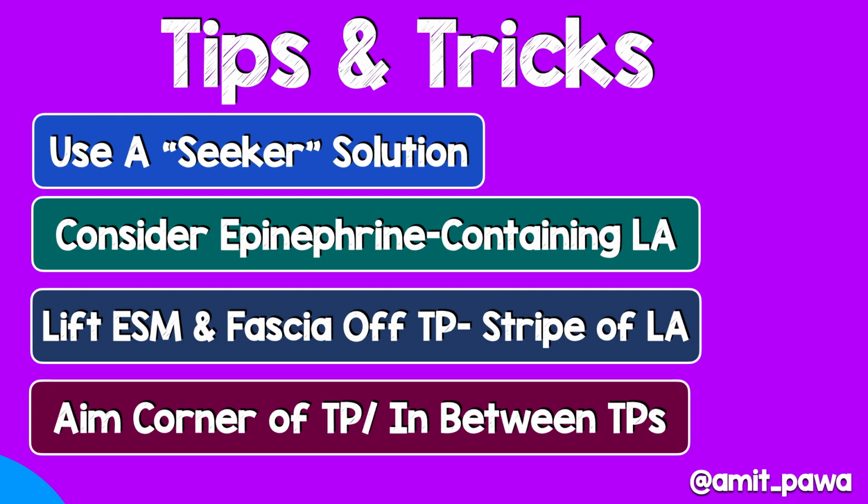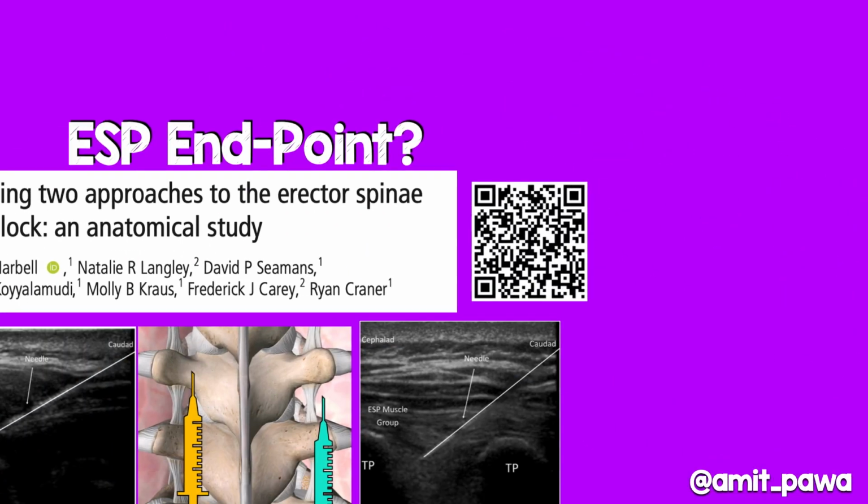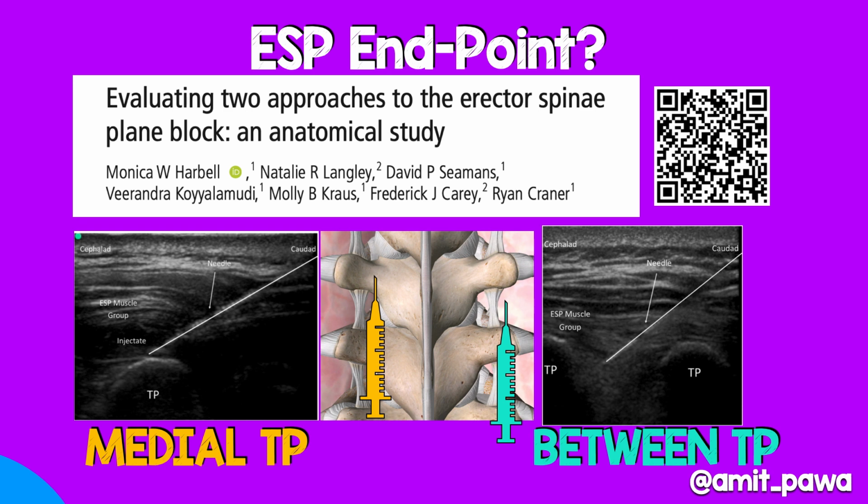There was a recent cadaveric study, and you can say what you like about cadaveric studies, but this one was interesting because it gave a different endpoint. It was talking about aiming in between the transverse processes. So let's have a look and see what this study is. This QR code will take you there, and they talk about two different endpoints. A much more medial endpoint over part of the transverse process here, or an endpoint in between transverse processes here.